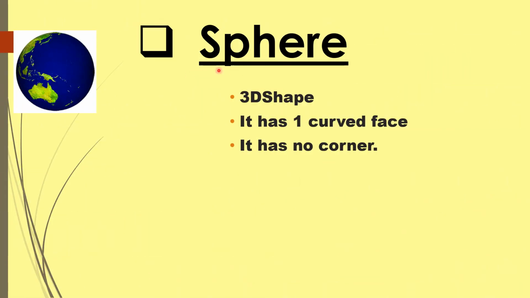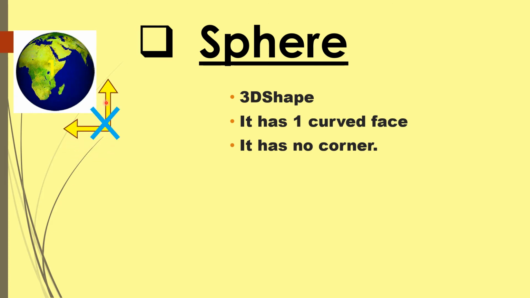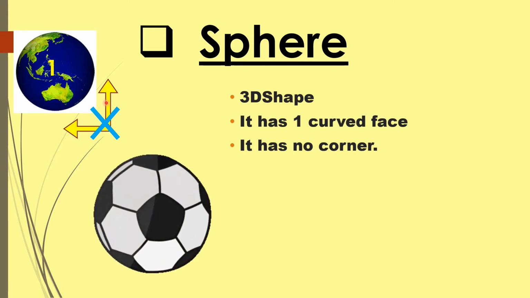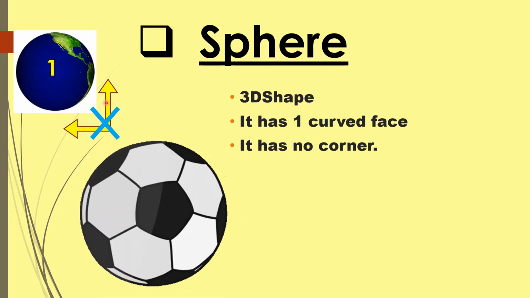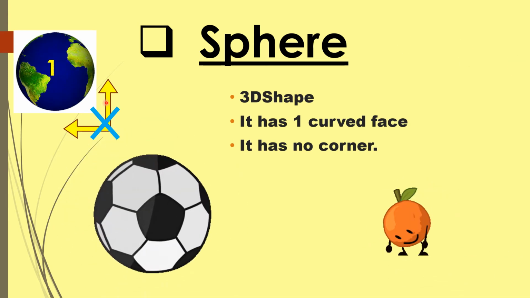Next shape is sphere. It looks like a circle, but a circle you can only draw. That's why it is called a 2D shape. But in 3D shapes, we can hold the ball. Yes, we can feel the texture of this ball. It has one curved surface and there is no corner. And here we have an example of a ball and an orange.